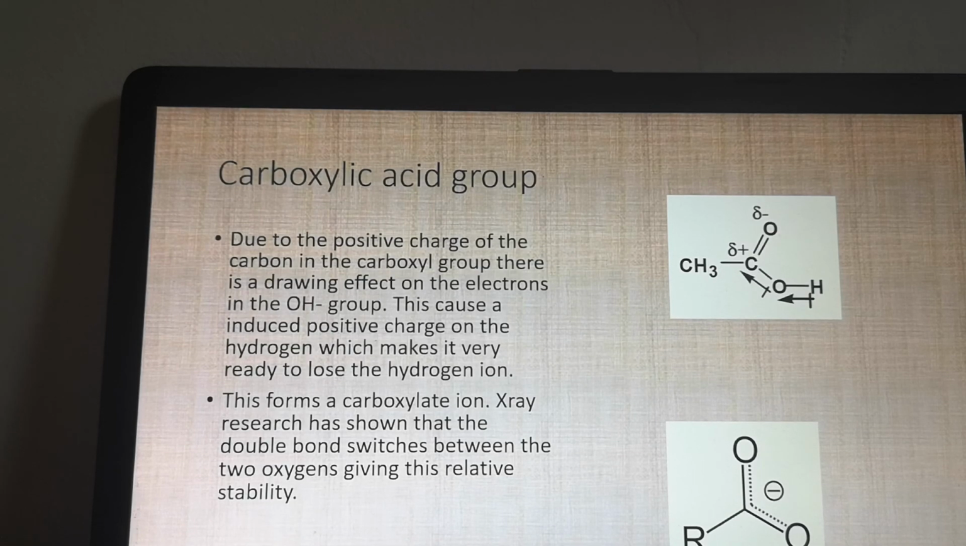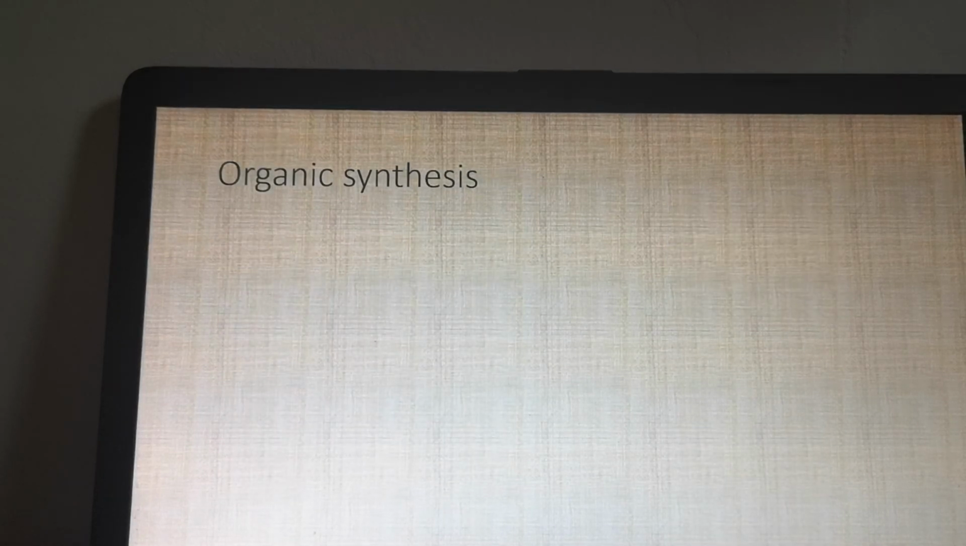Right, that's what I wanted to do about the carboxyl. Right, and next lesson we'll be talking about organic synthesis if you want to have a look up at it in advance.